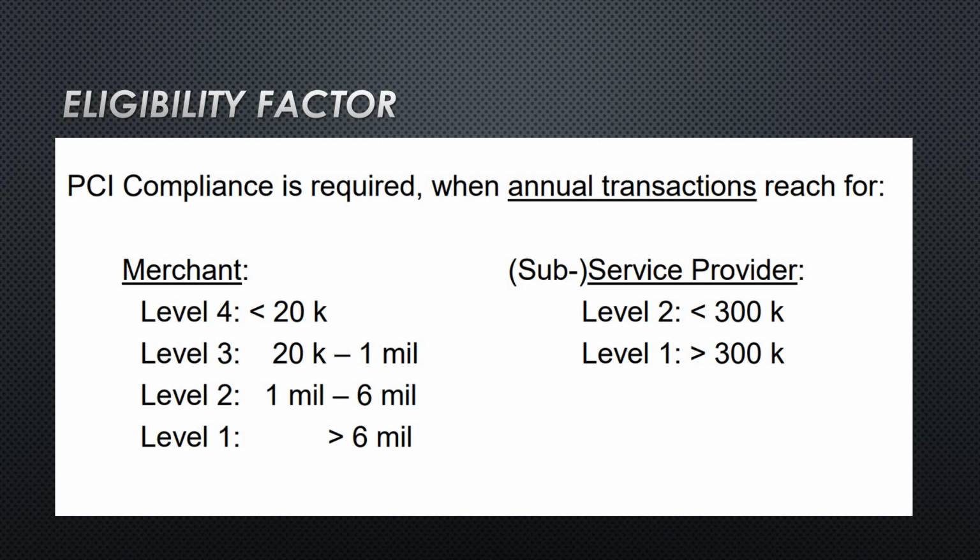Okay. Then come to the eligibility factor of the PCI DSS. PCI DSS has different levels of applicability for merchants and service providers. For merchants, those who have annual transactions up to $20,000 are included in level 4. Then those merchants who have annual transactions between $20,000 and $1 million are in level 3. Similarly, merchants with $1 million to $6 million annual transactions come under level 2, and above $6 million transactions come under level 1. Then there are service providers who have annual transactions of $300,000 that come under the PCI DSS scope, and PCI DSS must be implemented on these service providers and merchants.